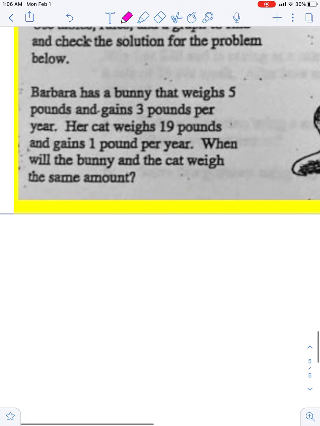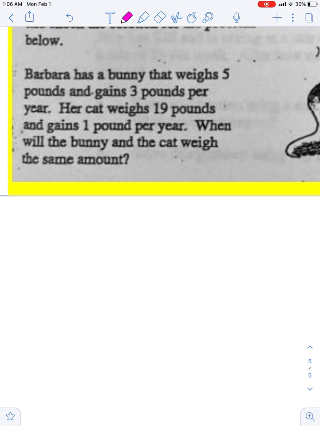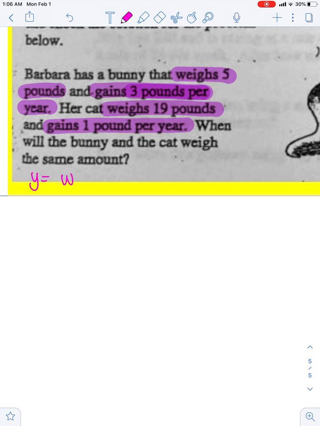So down here it says that Barbara has a bunny that weighs 5 pounds and gains 3 pounds per year. Her cat weighs 19 pounds and gains 1 pound per year. When will the bunny and the cat weigh the same? So I'm going to say that y is equal to their weight, and that t is equal to the years.